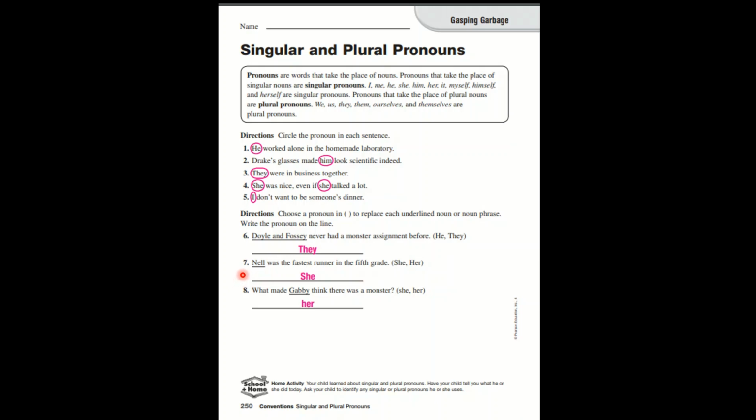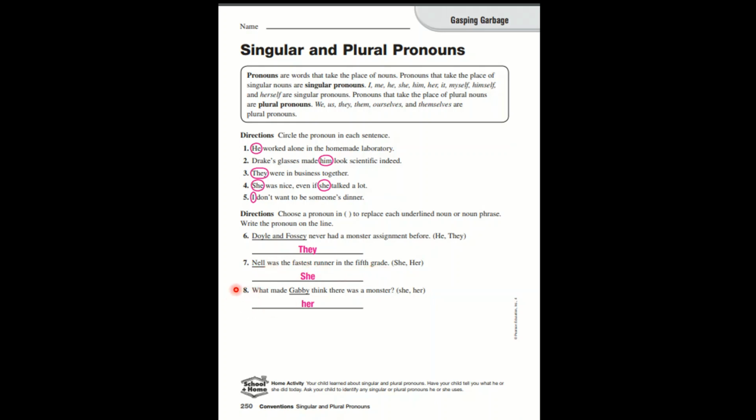Let's take a look at number 7. Nell was the fastest runner in the 5th grade. What two options do we have? She or her? Nell will be replaced by a singular pronoun because it only talks about one person, and it would be she was the fastest runner of the 5th grade or her was the fastest runner in the 5th grade. You not only have to pick a singular or a plural pronoun that replaces the noun, but you also have to take a look that the pronoun actually makes sense in the sentence. So in this case, she was the fastest runner in the 5th grade.